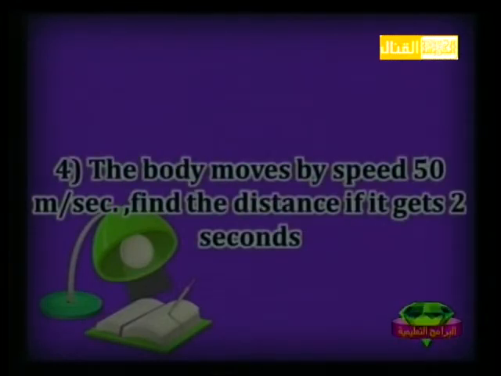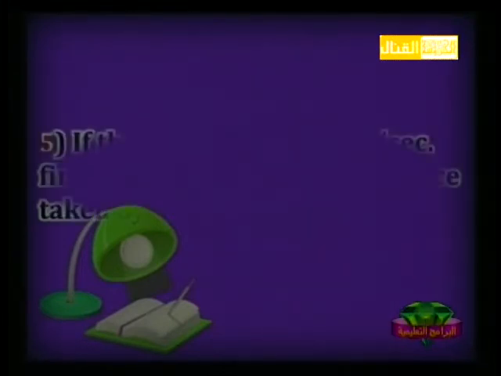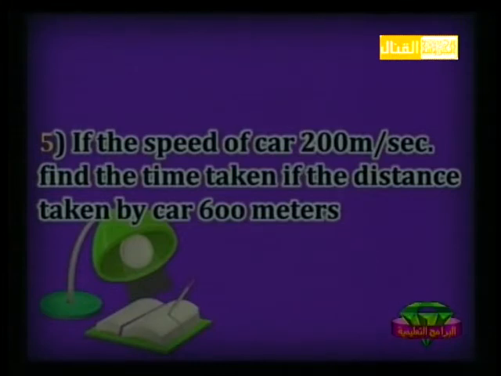The body moves at a speed of 50 meters per second. Find the distance if it gets to second. This is the time. It's very easy. Yes, another question. If the speed of a car is 200 meters per second, find the time taken if the distance taken by the car is 600 meters. The problem is very important. Be sure you have two things. You have a law. After that, after the result, catch your unit.